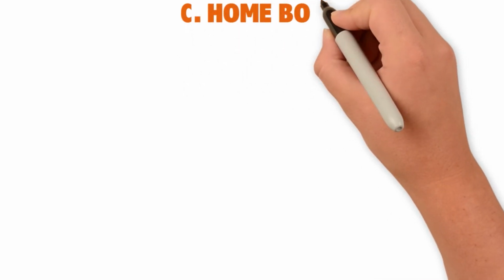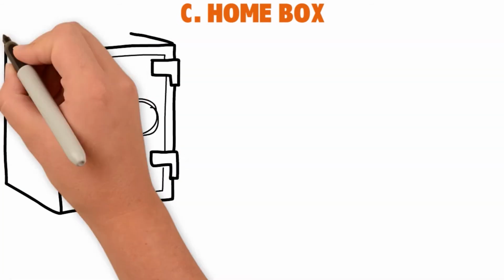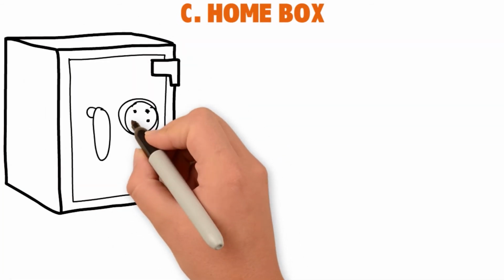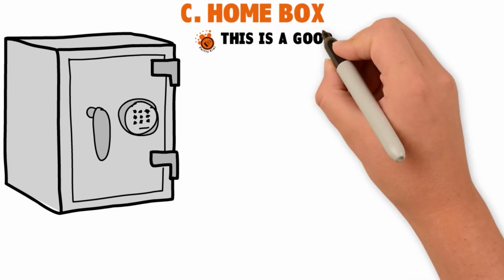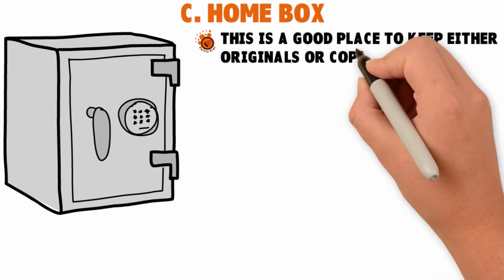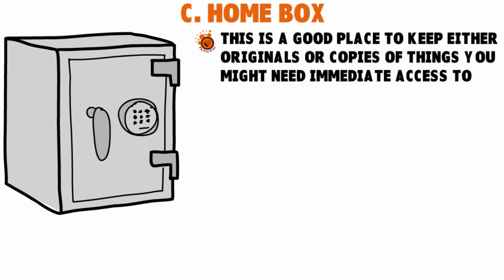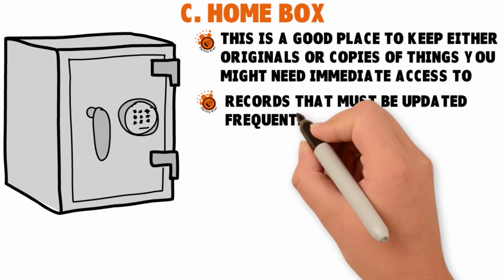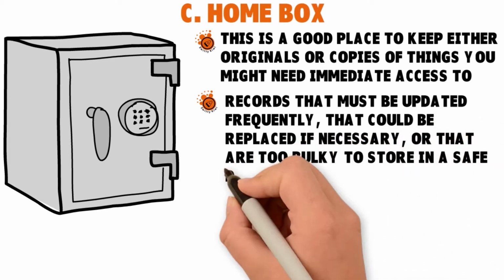The third place where you want to place your important papers is in a home box. That's the box you keep at home, and make sure that this box is light enough for you to carry around. It is lockable. It is fireproof. This is a great place to keep either originals or copies of things you might need immediate access to. It's also a great place for records that must be updated frequently, that could be replaced if necessary, or that are too bulky to store in a safe deposit box.